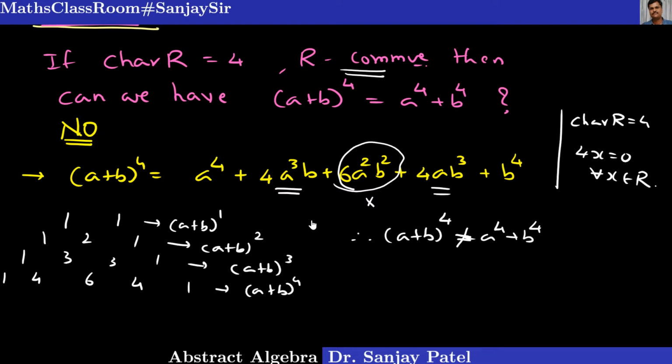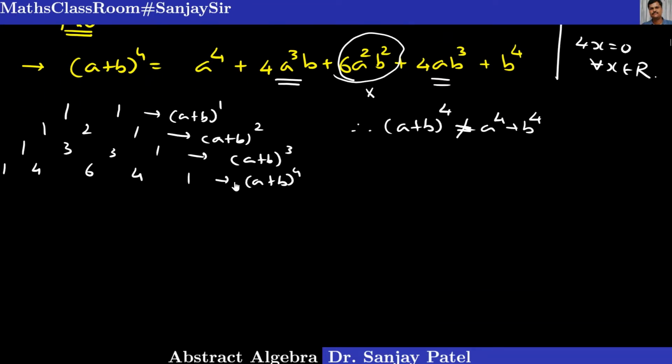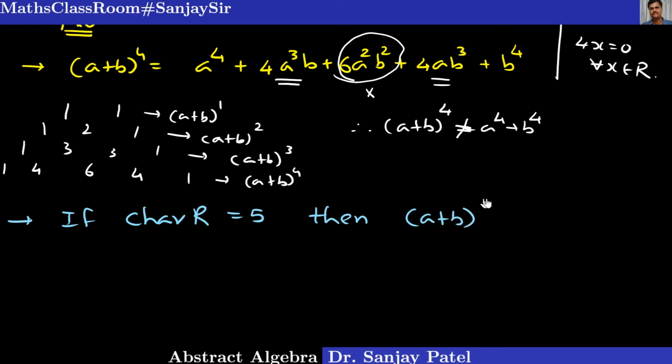But if you take the characteristic of R equal to 5, then again we can write the same result as the previous one. If the characteristic of ring R is 5, then we can write (a plus b) raised to 5 is equal to a raised to 5 plus b raised to 5.